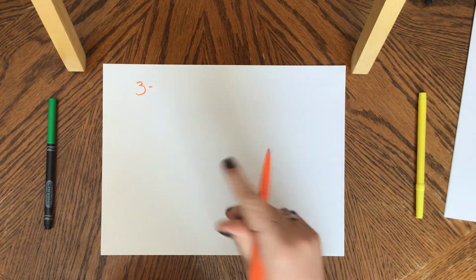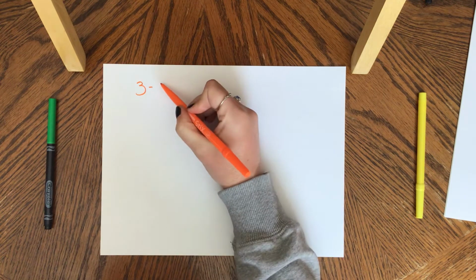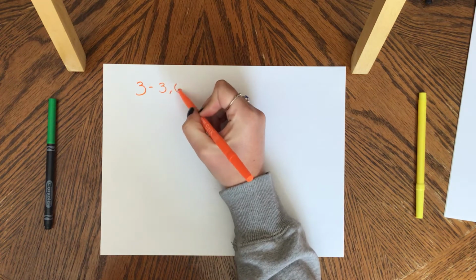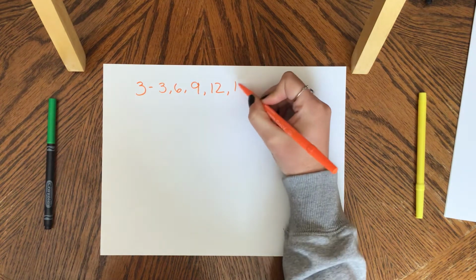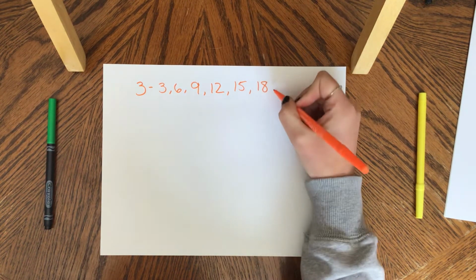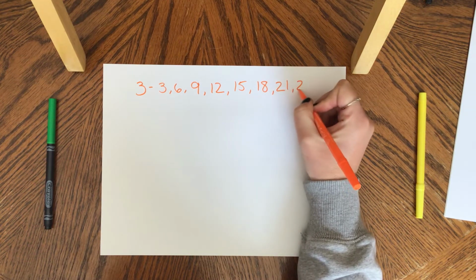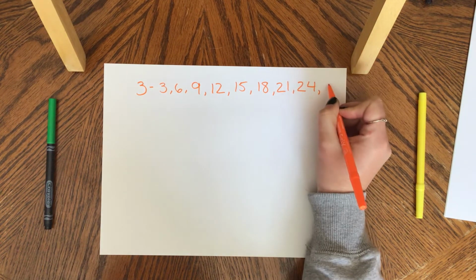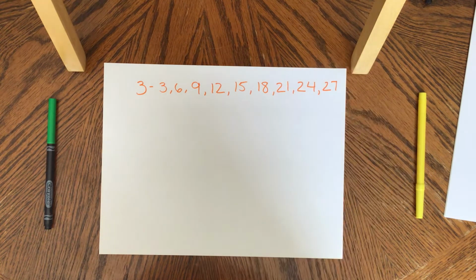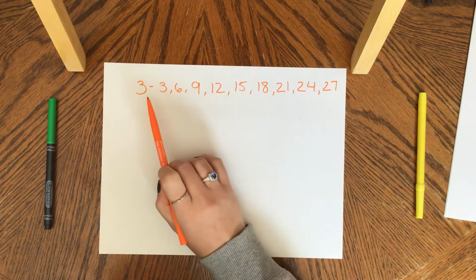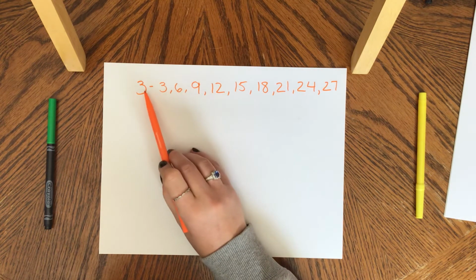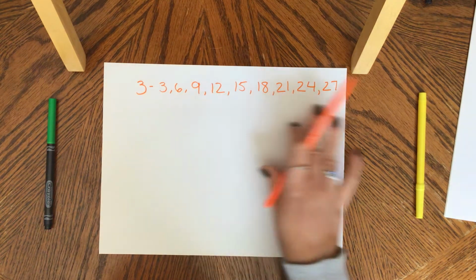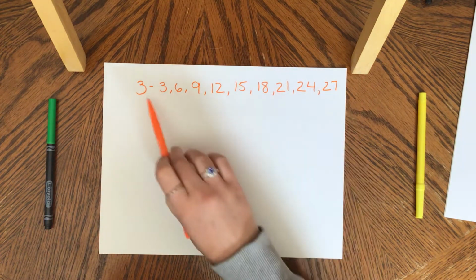This basically just means that we're skip counting by 3. So we would say 3, 6, 9, 12, 15, 18, 21, 24, and for the sake of running out of room, I'm going to stop at 27. This also means that I'm saying 3 times 1 is 3, 3 times 2 is 6, 3 times 3 is 9, 3 times 4 is 12, and so on. So these are the multiples of 3.